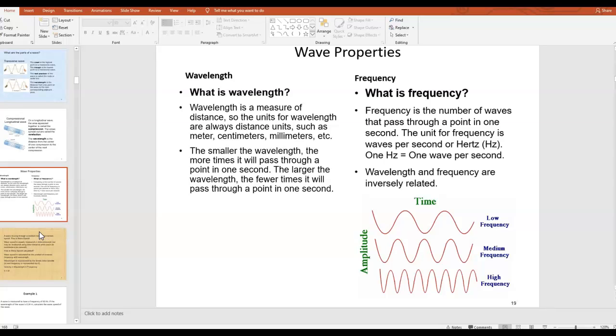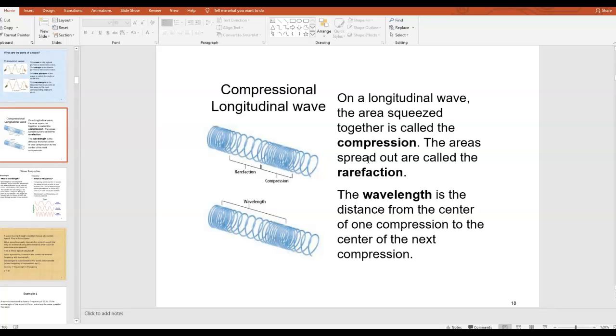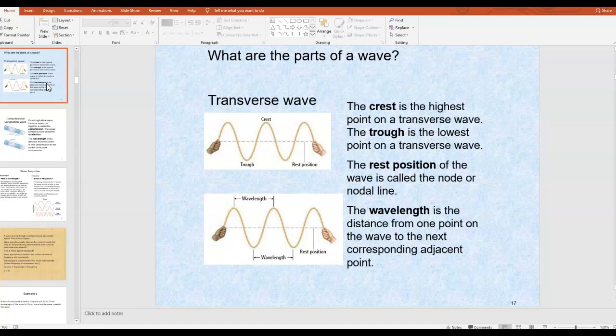Okay, so in the last video we talked about some of the basics of waves, how to classify them, what a wave is. We talked about mechanical versus electromagnetic waves, transverse versus longitudinal waves, and then the different parts of the transverse wave, including the crest, the trough, the rest position, that middle line there in the middle, and the different parts of the longitudinal wave, the compression, rarefaction, and then the wavelength, which is basically defined the same for transverse waves and longitudinal waves. It's the length from one point on the wave to the next corresponding point on that wave.